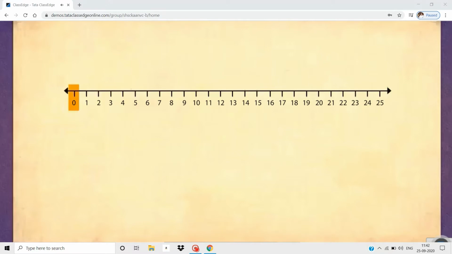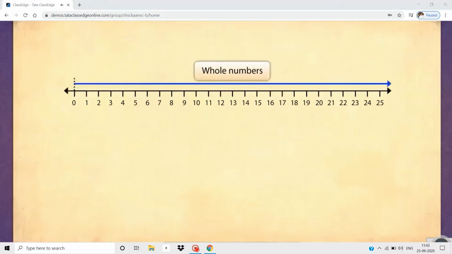We add 0 to the counting numbers to make subtraction possible. When we subtract any number from itself, the result is always 0. When 0 is added to the set of counting numbers, they are called whole numbers. Whole numbers are denoted like this.